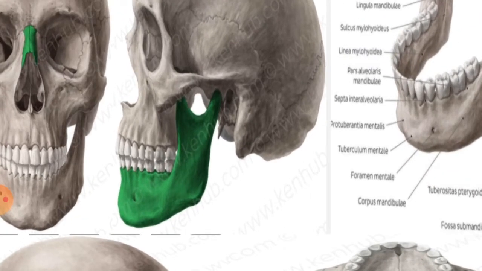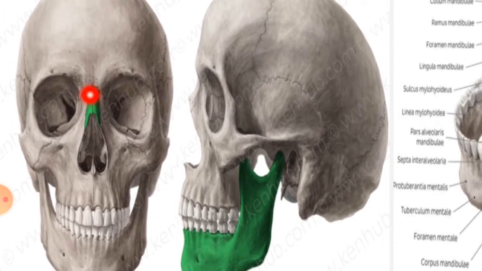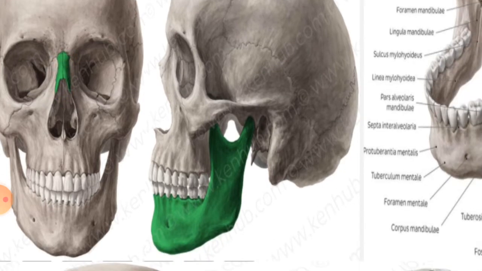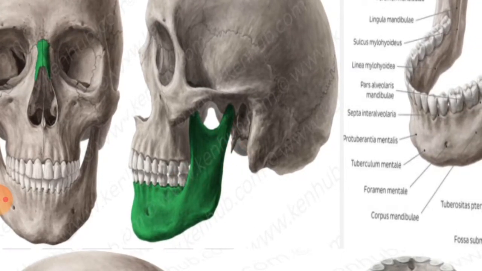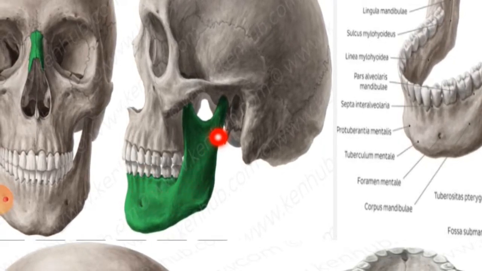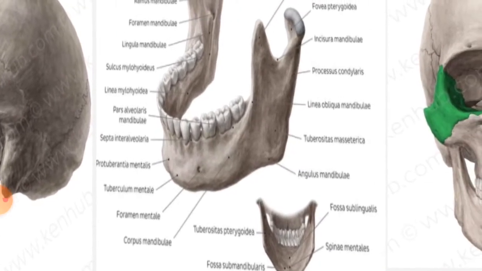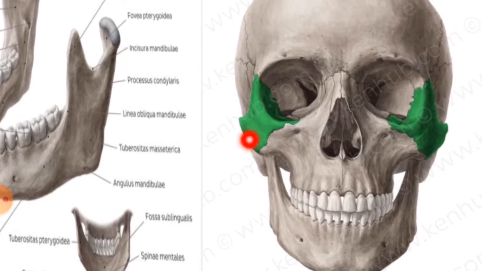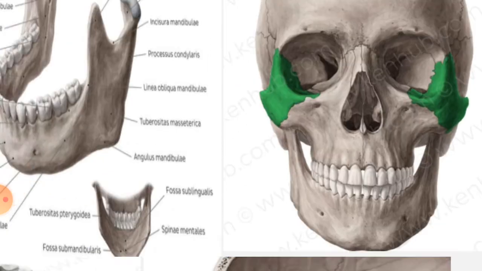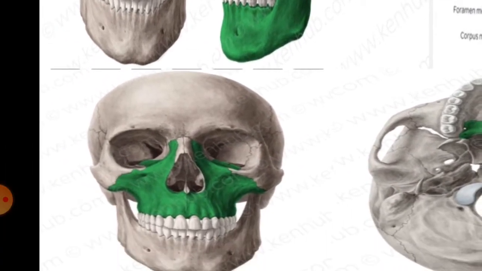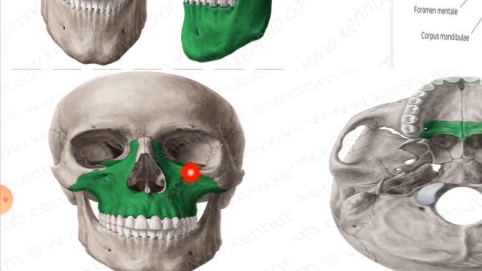Okay, so these are the bones of the face. These are the two nasal bones joined in the midline. This one is your lower jaw, the mandible, and this is the only movable bone in your skull, which helps in chewing and speaking. And this one here is the zygomatic bone, which is the bone of your cheekbone. This is the maxilla, and this is the bone of your upper jaw.